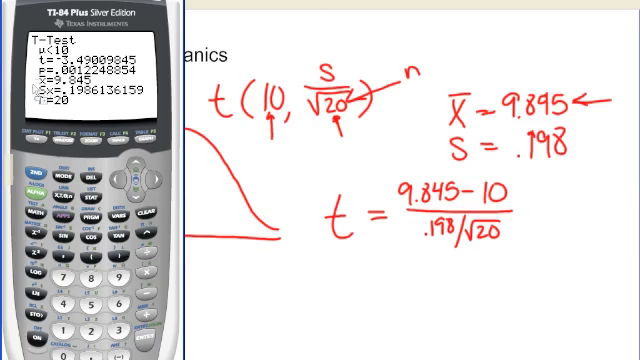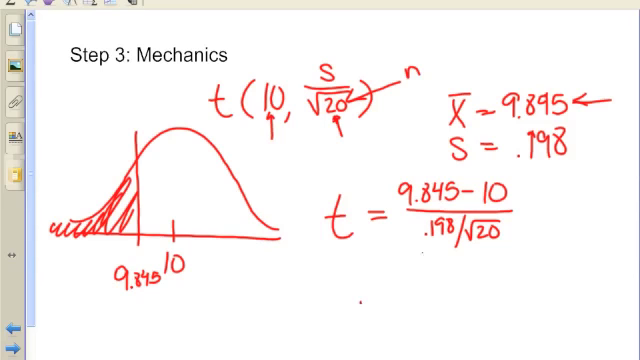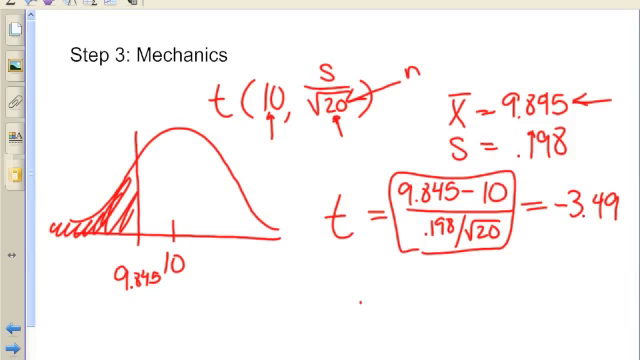Notice X bar is right here. So if you want to copy it down from this location, you can plug it in your formula. The S that you need is also right here, and your n. So the things that you should make sure you pull out are the t-score and the p-value. I'm going to go ahead and copy those down. I don't even have to do this in my calculator because I just copied down the answer. It's negative 3.49. And if I figured out everything in my calculator, I get that my p-value is about 0.001.